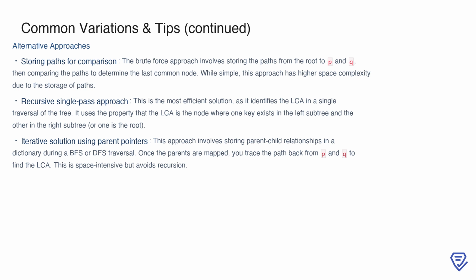Lastly, there's the iterative solution using parent pointers. Here, you build a parent-child relationship map using BFS or DFS, then trace the paths from P and Q back to their common ancestor. While this method avoids recursion, it's more space-intensive due to the additional storage for the parent mapping. Understanding these approaches allows you to adapt your solution based on constraints and preferences.